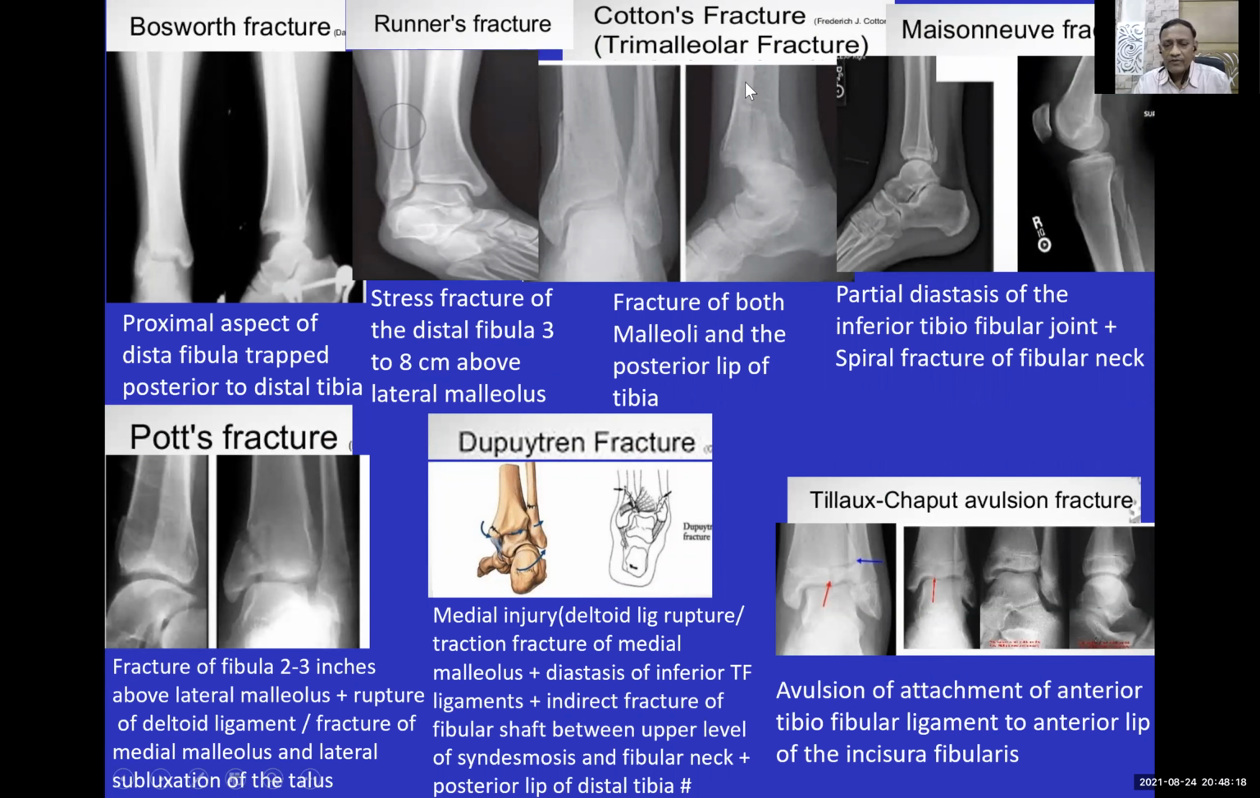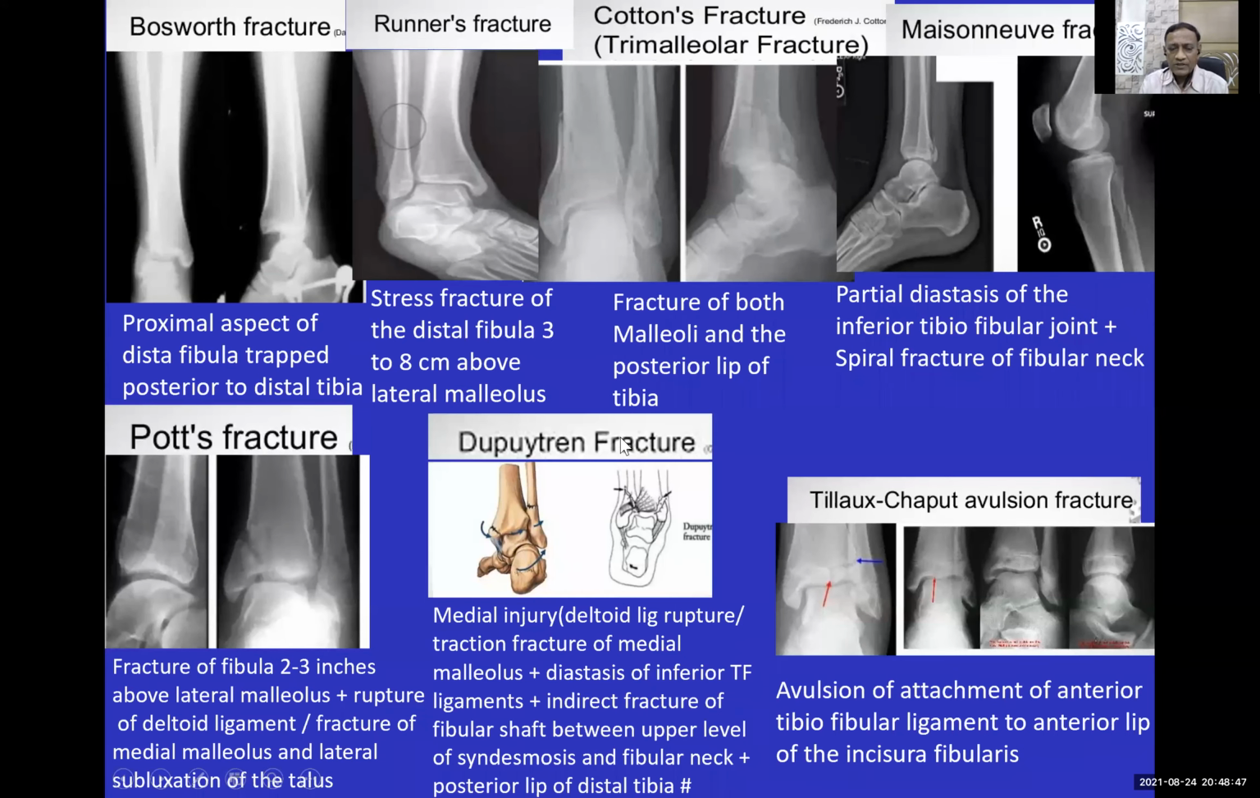Then there's a trimalleolar fracture, which is also called Cotton's fracture. There's a fracture of the medial malleolus, lateral malleolus, and posterior malleolus. That is a trimalleolar fracture. Mason's fracture, that is a fracture of the neck of the fibula or upper third of the fibula with diastasis of the inferior tibiofibular joint. That is a Mason's fracture. Then Pott's fracture basically is a bimalleolar fracture. Both the malleolar fracture here.